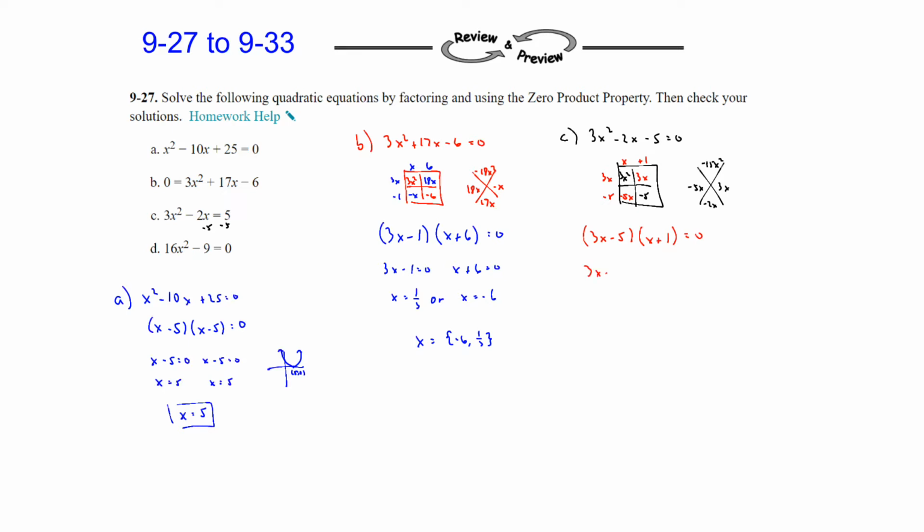And once again, we're able to use our zero product property to set our factors equal to 0. On that one, we add 5 and divide by 3. And then on this one, we subtract 1. So x equals 5/3 or x equals negative 1. Or we can write it in set notation here, where we have x equals negative 1 and then 5/3.